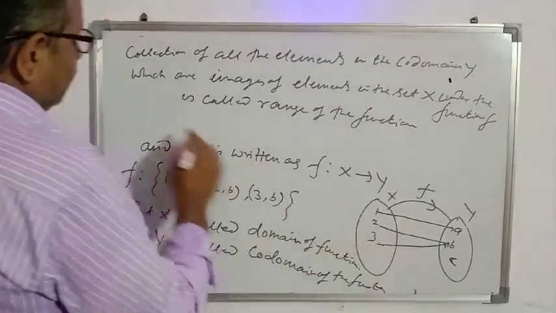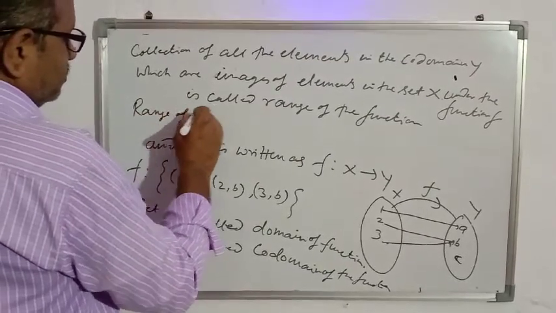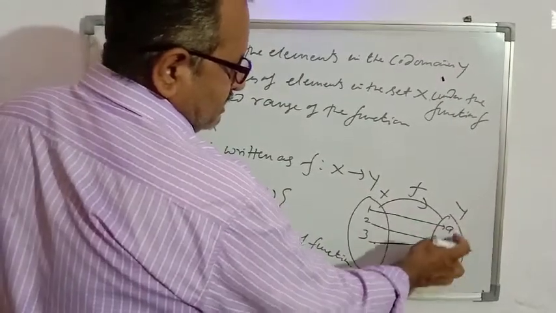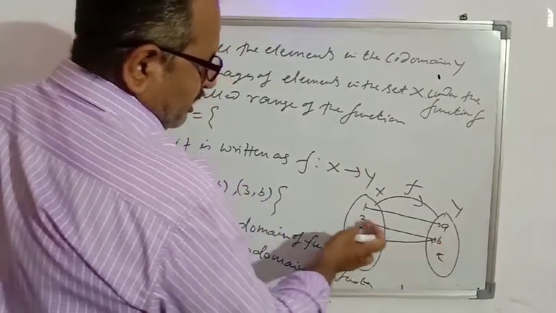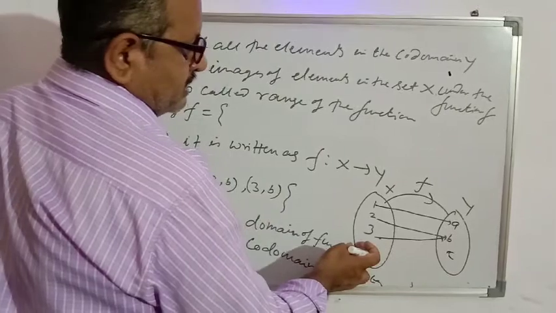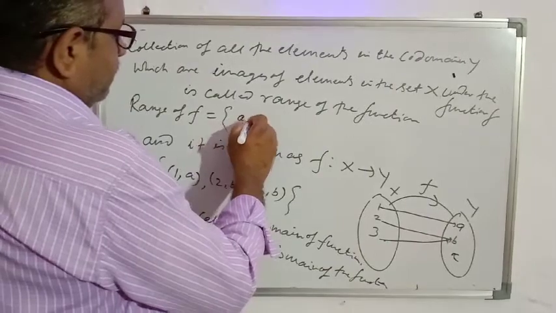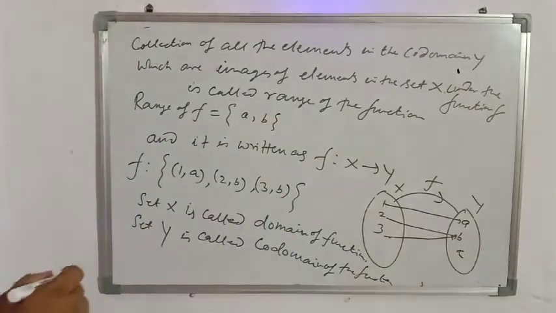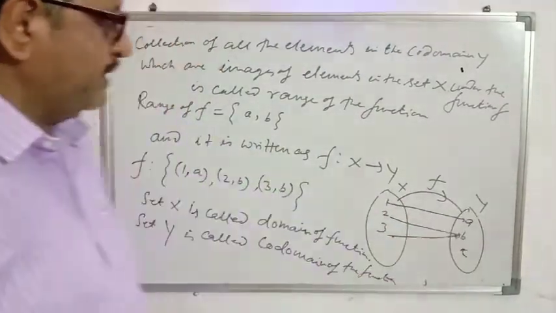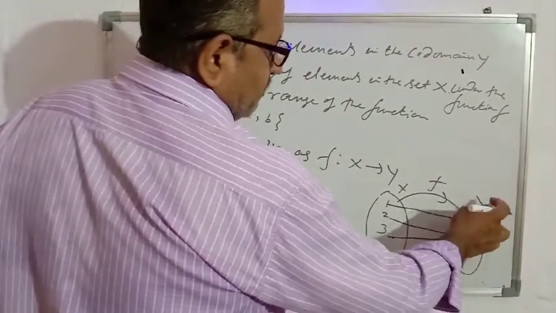So in this case, if we have to write the range of the function f, what will we write? Y contains three elements A, B, C, but only two elements A and B are related to the elements of X. C is not related to any element in the set X. So the range of f will be only A and B. Codomain is the whole set A, B, C, but range will be only A and B. So thus we see that the range of the function is a subset of the codomain.